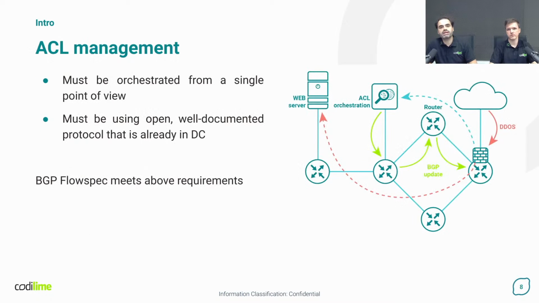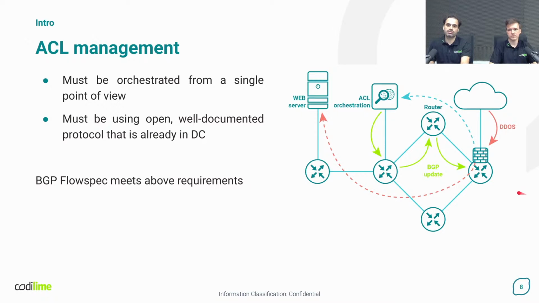Then we have to manage those ACLs in some smart way. So we need to have a single point of view, a single point of orchestration, some kind of console or user or automation system. And we also need to use some protocol that is already in the data center. We cannot develop a new protocol and expect all the vendors to implement it. And that protocol should be documented and open source, so everyone can use it. BGP Flowspec meets those requirements. So we've been using this in our R&D project.